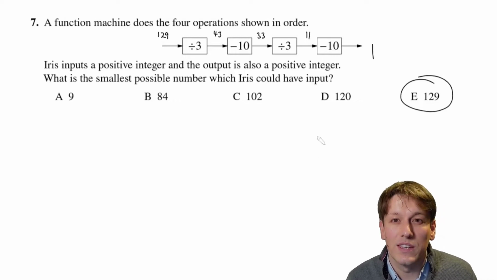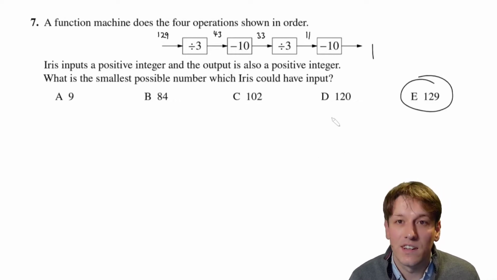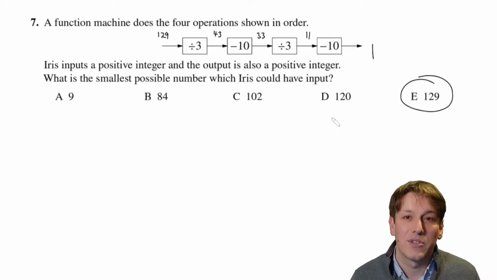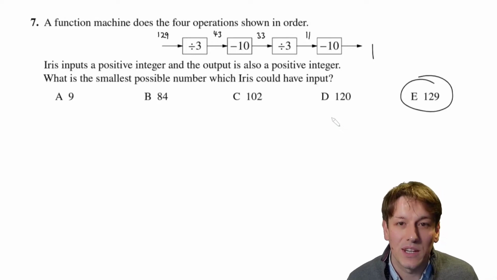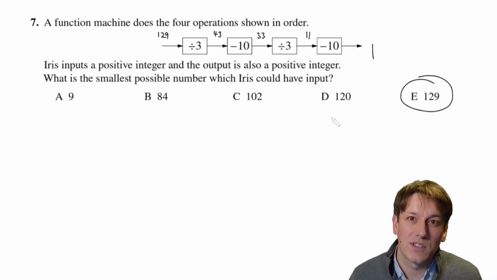You could also do this by quickly just checking the other values and seeing that you don't get a positive integer as the output if you want to, but I think that's probably the most efficient way of doing it.